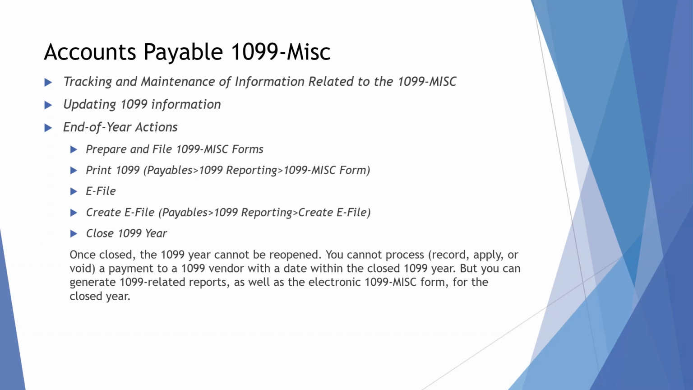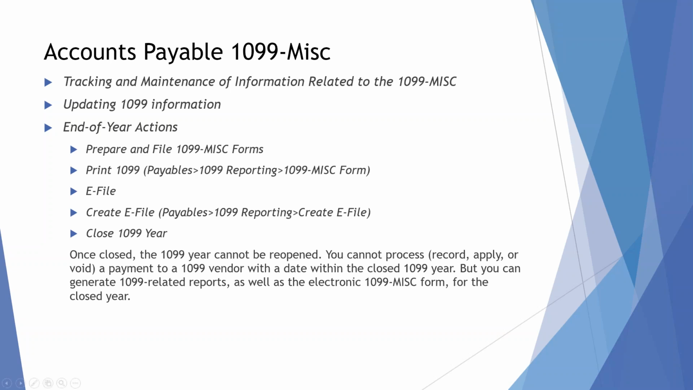So I think if you're over 250 vendors that you're sending out 1099s to, you have to register with the IRS that you're going to be filing electronically, and I think they give you access to a portal. I'm not quite sure about that. The next thing you want to do is close your 1099 year, and again, I've got a note down here that once the 1099 year has been closed, you cannot reopen it. Okay, but you can still generate reports as well as the form for the closed period.